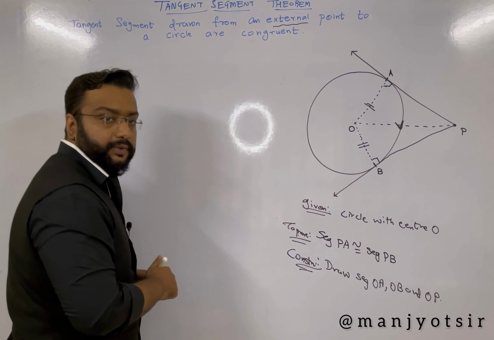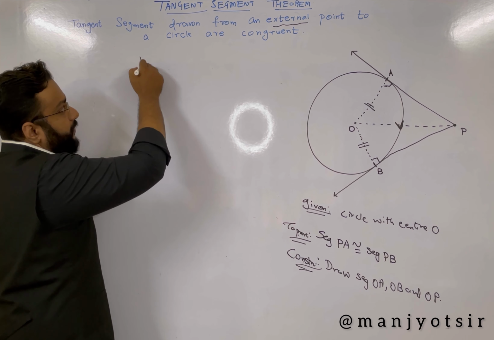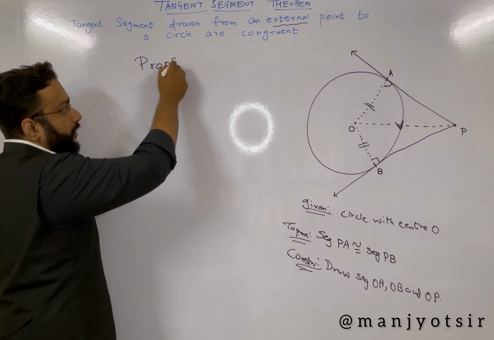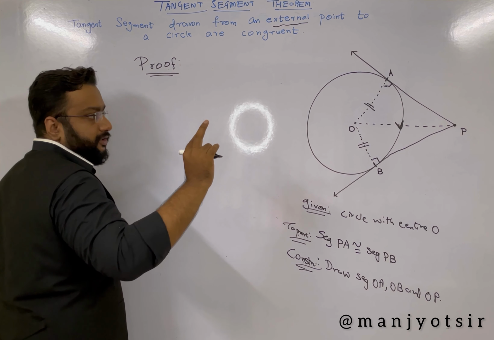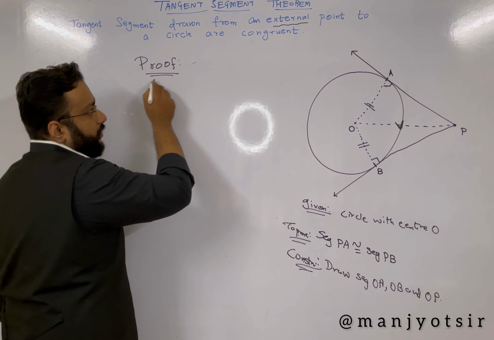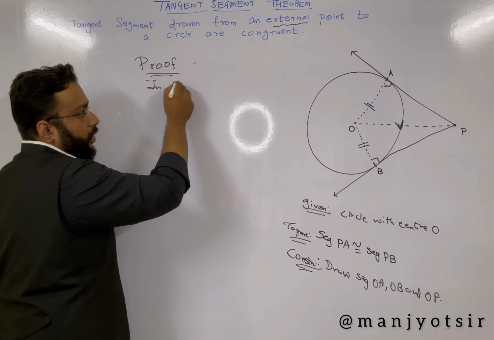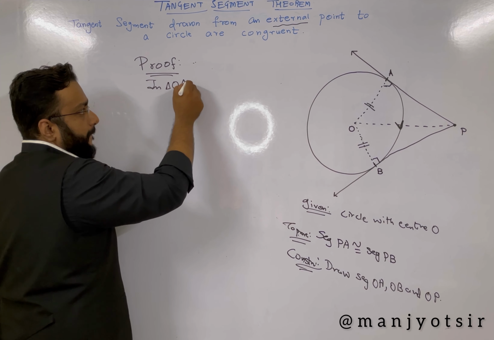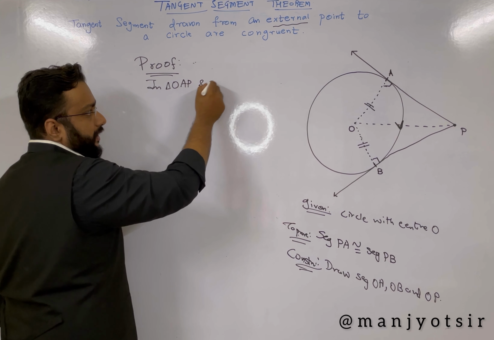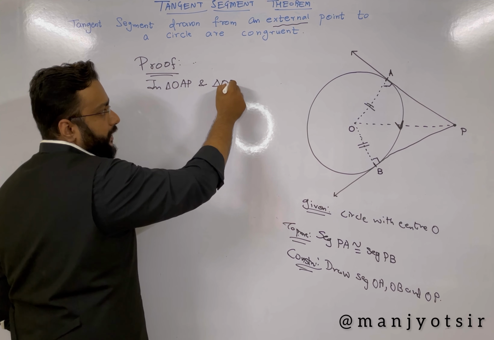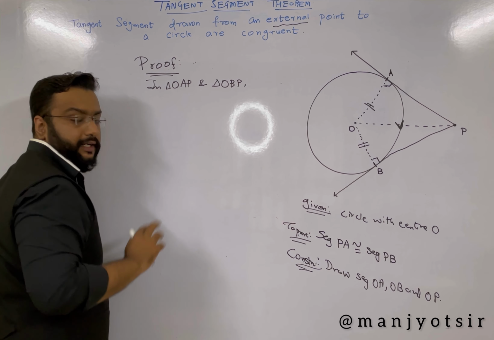Now let's write this quickly. Firstly, we'll write the name of the triangles. So I'll give the heading as proof. Here the two triangles are: I'll write in triangle OAP, this is one of the triangles, and the other triangle is OBP. These are the two triangles that we need to prove.